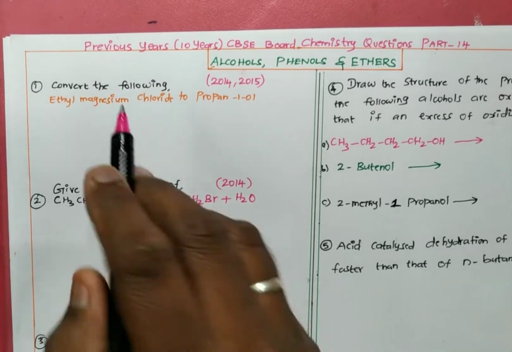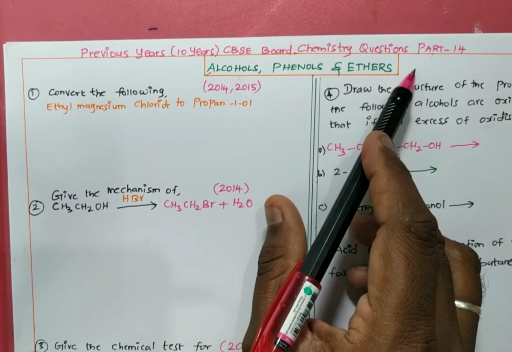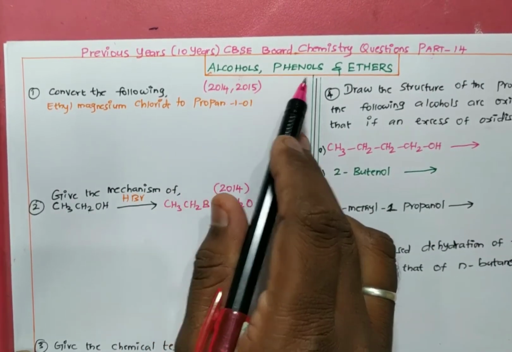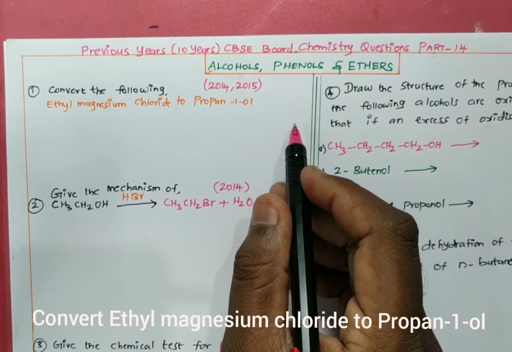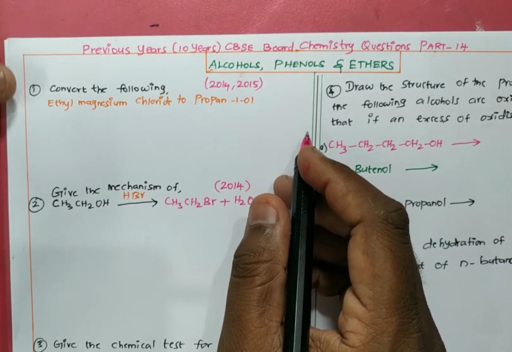Today we are going to talk about the previous year, that is the last 10 years of CBSE board chemistry questions, part 14, in which we are going to discuss the alcohols, phenols and ethers chapter. Here question number 1 is: convert the following, ethyl magnesium chloride to propan-1-ol.